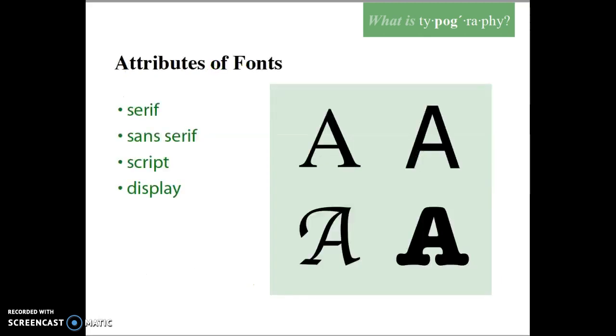So there are attributes of fonts that you'll want to be aware of. These can be explained here: serif and sans serif, script and display.